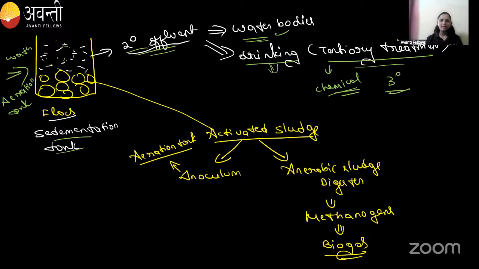Okay, fine. So then what about these flocks, guys? The flocks remain downside, right? Can you tell me what these flocks consist of? Flocks? Yes, Kshetra, that is biological oxygen demand. Yes. Yes, tell me, guys. What do these flocks consist of?